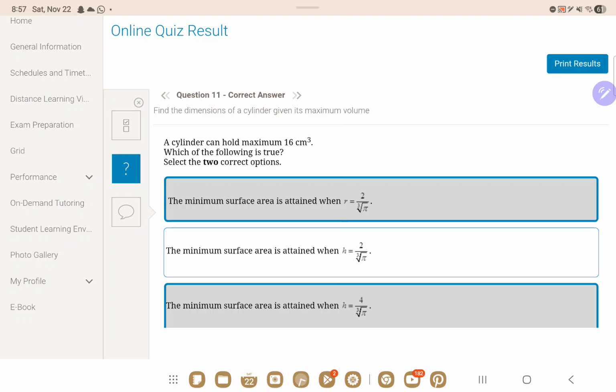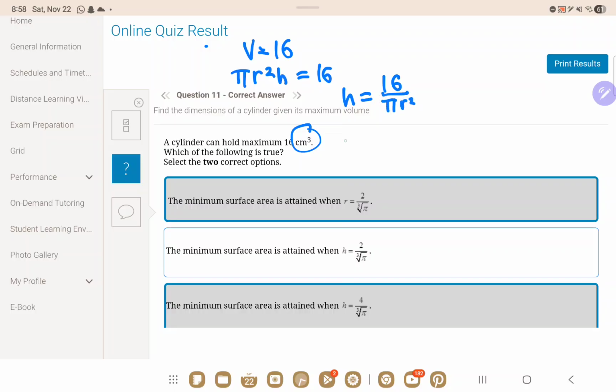This is the exact same as the cylinder question we just solved, except they didn't make it equal to 16 pi. But anyways, let's solve it really quickly. We have a cylinder, and it can hold a maximum of 16 centimeters cubed, so its volume equals 16. Now volume for a cylinder is pi r squared h, equals 16. So h is equal to 16 over pi r squared.